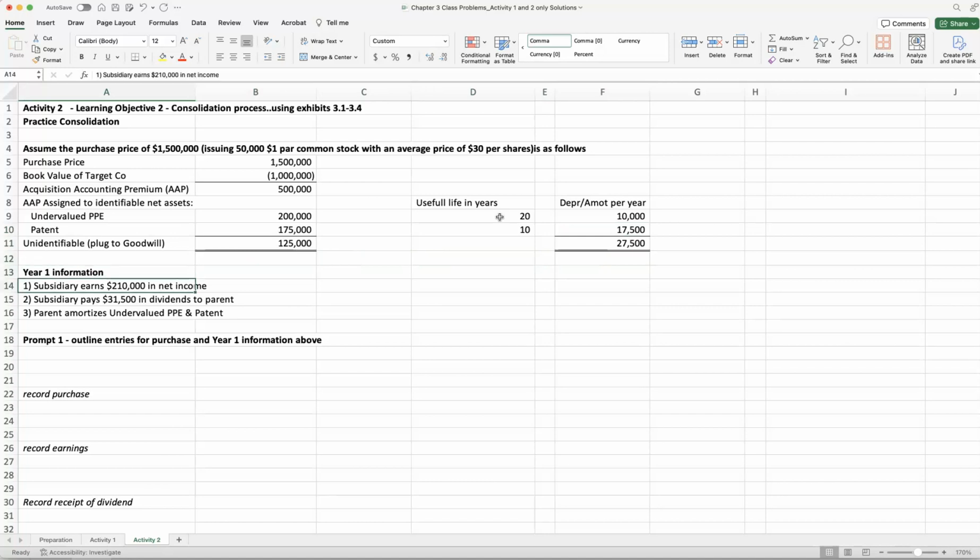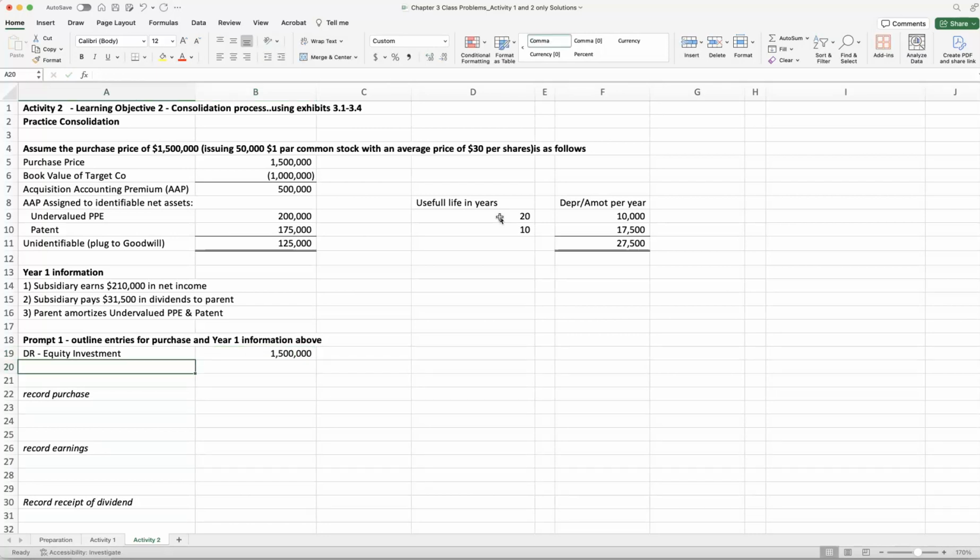So I will ignore the year one information for now and just do the prompt one, which is outlining the purchase entries. As a reminder, these purchase entries happen on the parent company only. So what the parent company is doing when they purchase this company is they're finding a way to get the company's standalone financial statements into their general ledger on a standalone basis, and then they're updating their own financial statements on a standalone basis. So they will debit equity investment for the amount they paid, which is the $1,500,000.